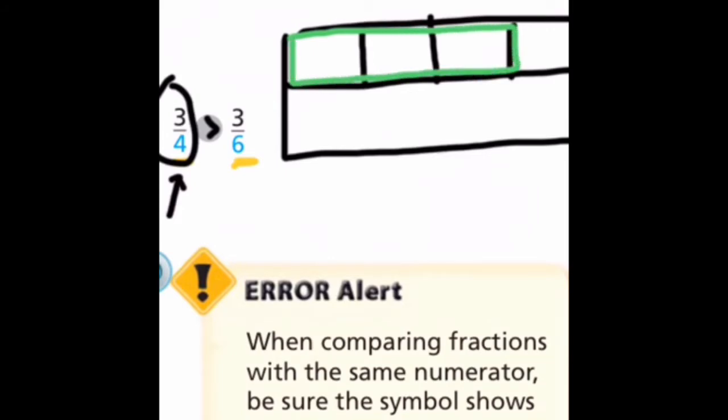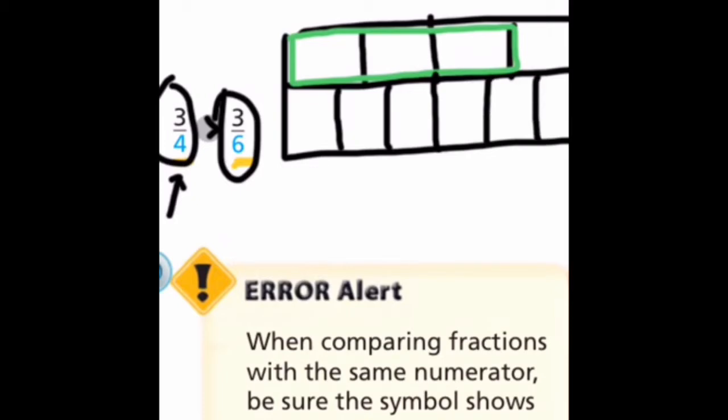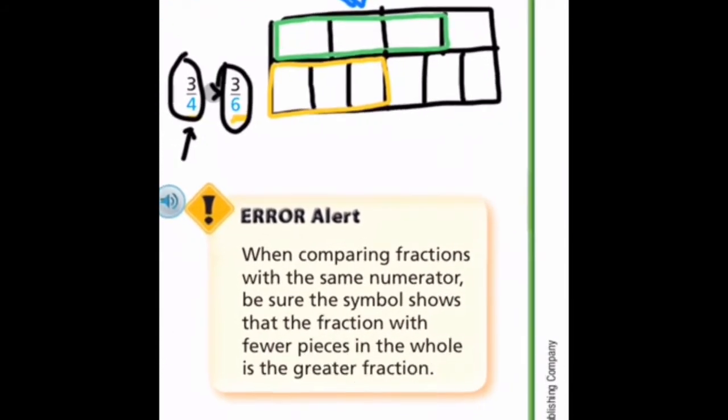And then the bottom one is 3/6. It needs to be divided into 6 equal parts. I'm pretty close there. And I can shade in 3 of those because it was 3/6. So do 3 of the 6. And now I can visually see that the top one, 3/4, is bigger than 3/6.